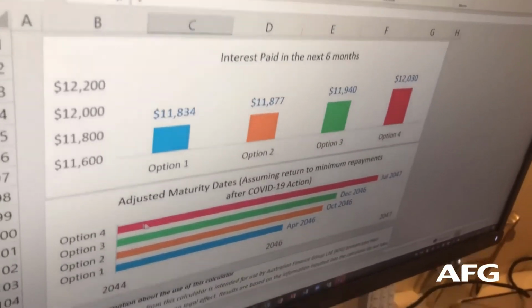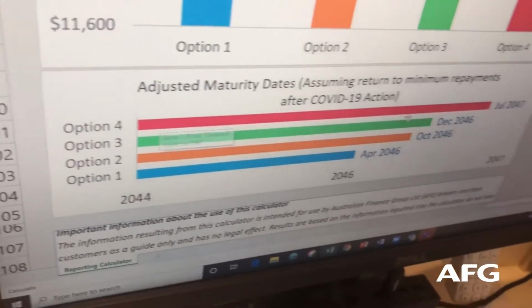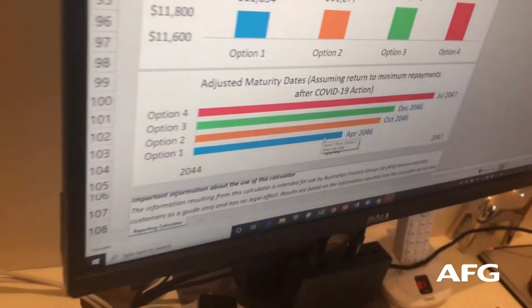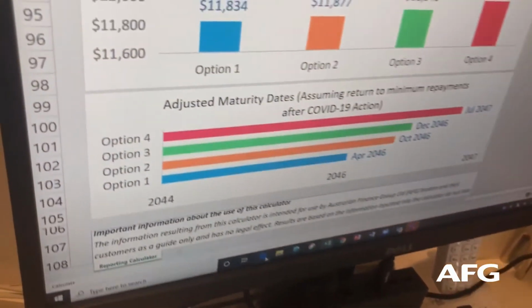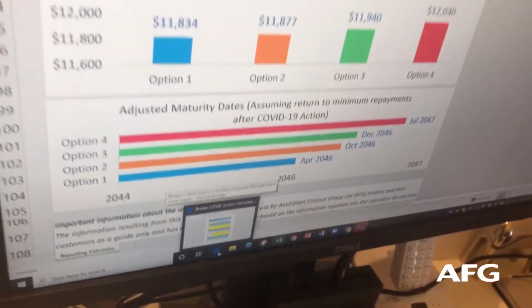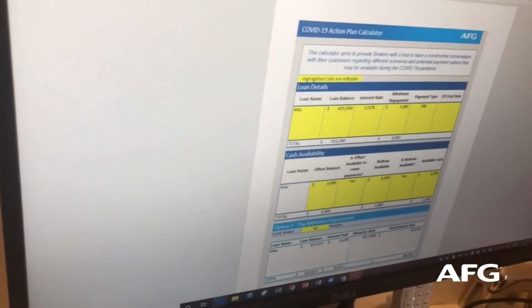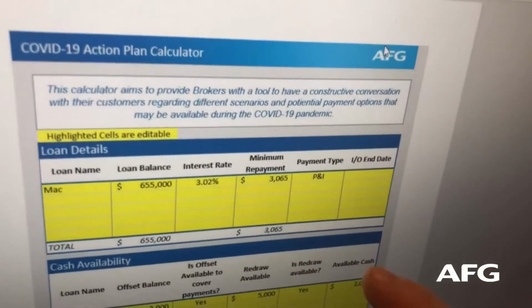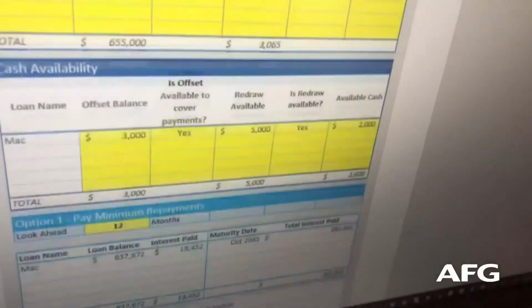And then it just gives you a nice little graph of what the adjusted maturity date will look like if you just kept making the minimum repayments as well. And then when you go into the version that we send you, it'll actually create a PDF of that. This is a pre-prepared one. It's not the scenario I just did, but that'll all come out in a PDF that you can share with your customer.